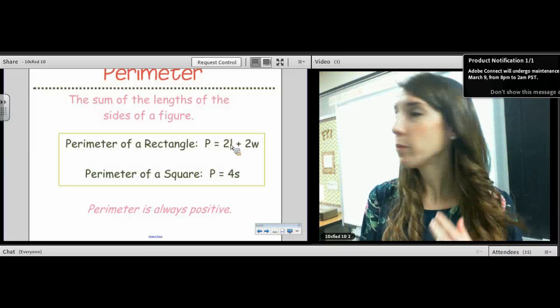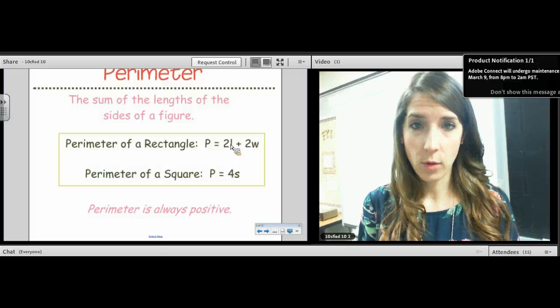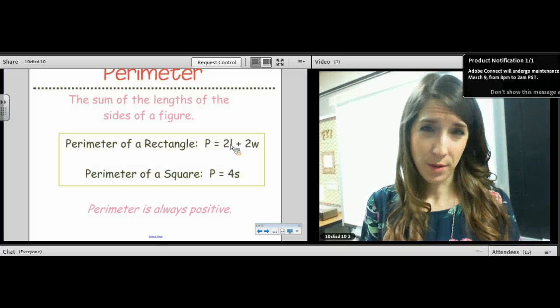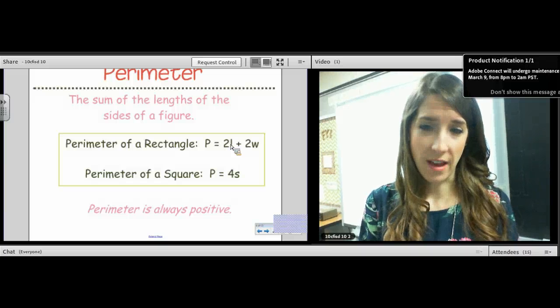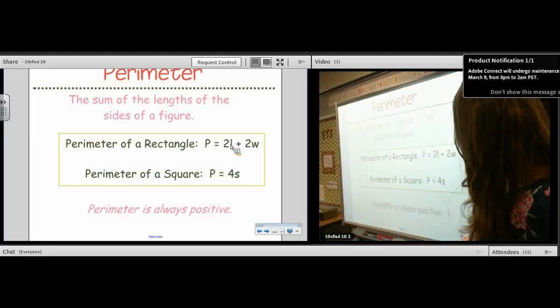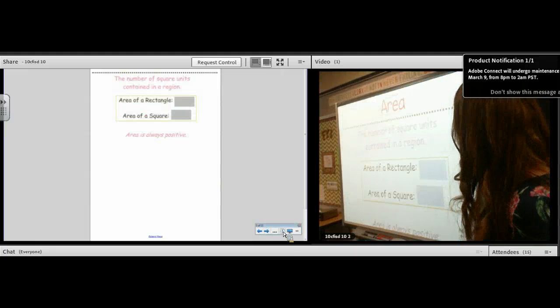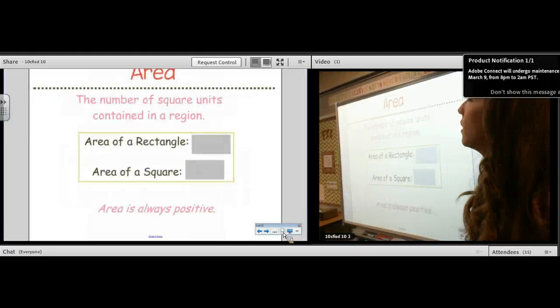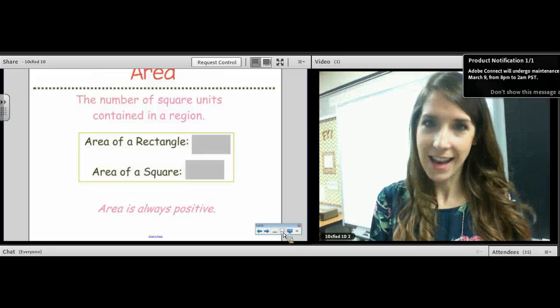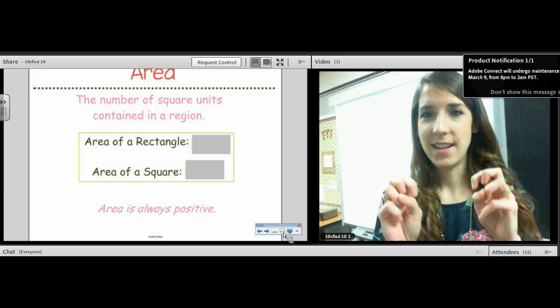Now, the perimeter formulas are not on your formula chart, but you know how to find perimeter even without a formula. The formulas just help make it faster. Okay? So that's perimeter. Let's talk about area. When you're finding the area of something, you're finding the number of square units contained in a region. There's the textbook definition.